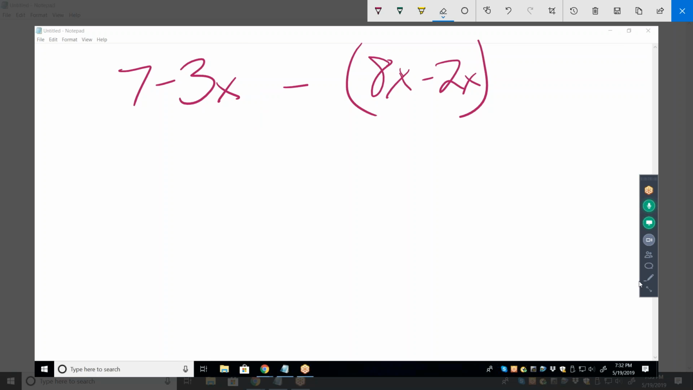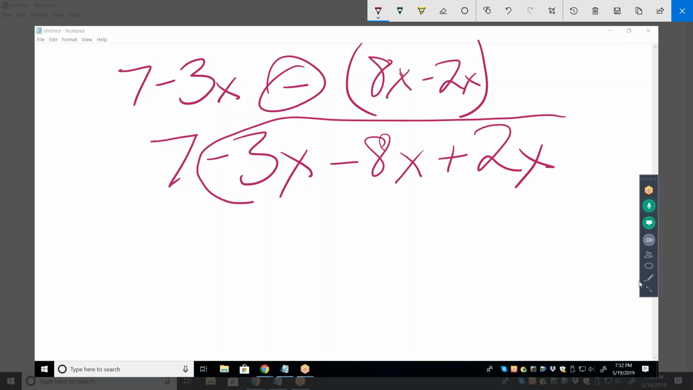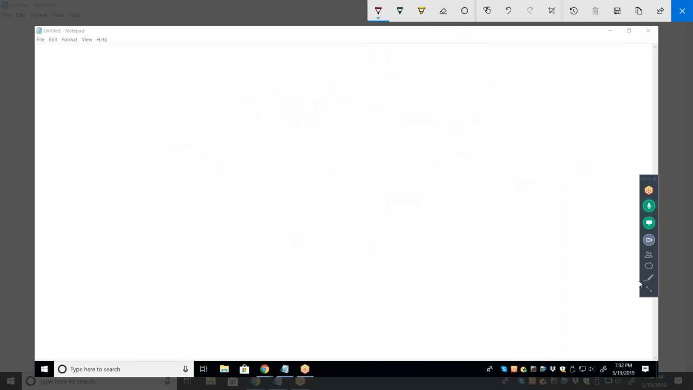But when I remove the second set, what does it leave me? Because I have to distribute that to both terms. So that would just be negative 8x and positive 2x. Correct. So then it'd be like terms. All of those are x's. So it would be negative 9x plus 7. Good. Okay. What else?